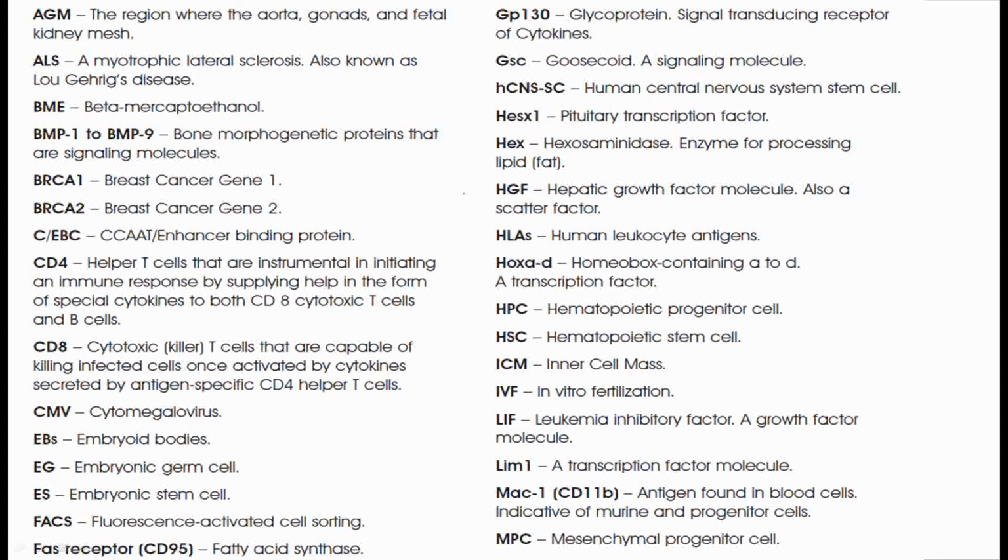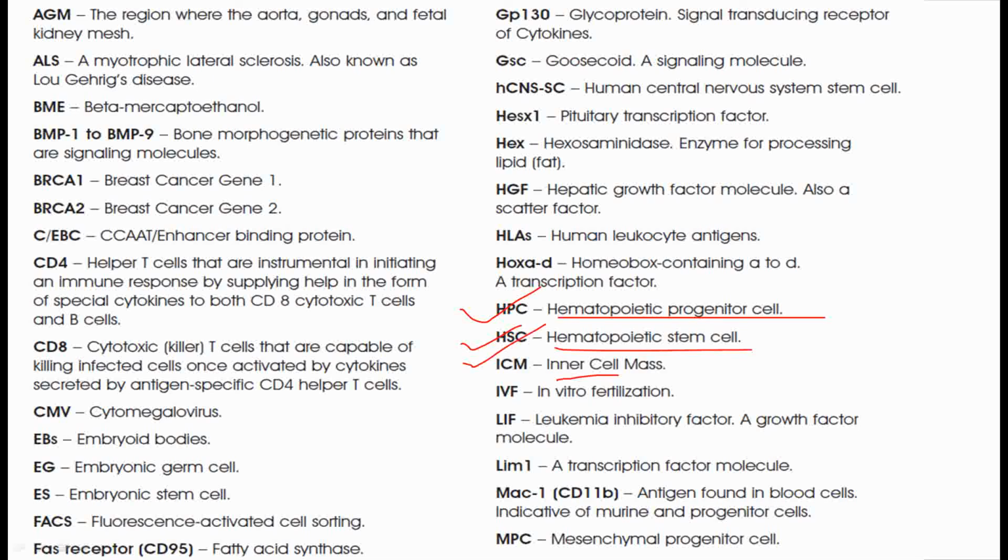Next term is HGF or hepatic growth factor molecule. As the name indicates, hepatic, it will help in the growth of liver. This is also a scatter factor. HLA, human leukocyte antigens. HOXA-D, homeobox containing A to D, a transcription factor. HPC is a hematopoietic progenitor cell. HSC is a hematopoietic stem cell.